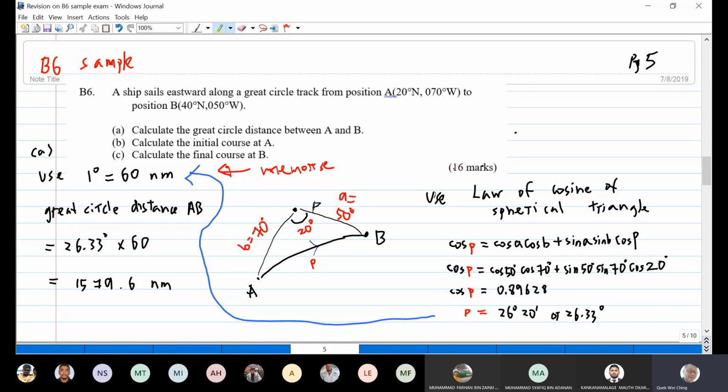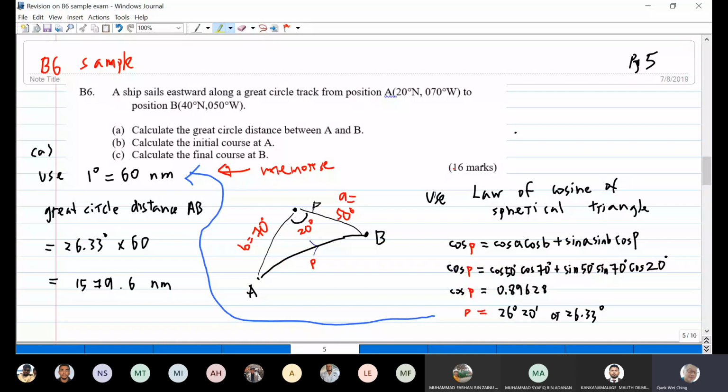Okay, 1 degree is 60 nautical miles. So use the angle P, use the length P, 26.33, then convert into nautical miles. This is the answer for part A. Then how to answer part B?